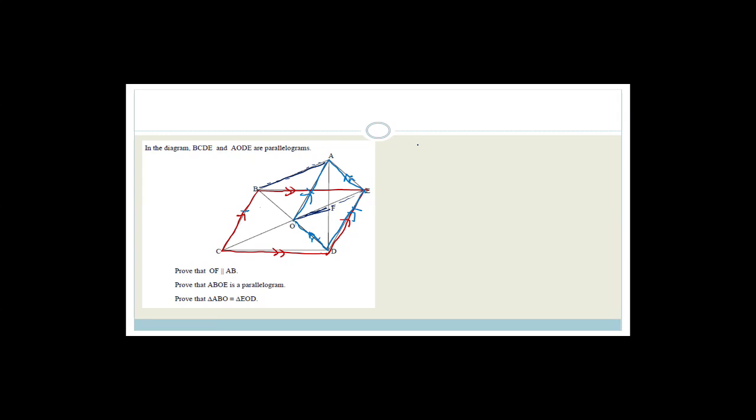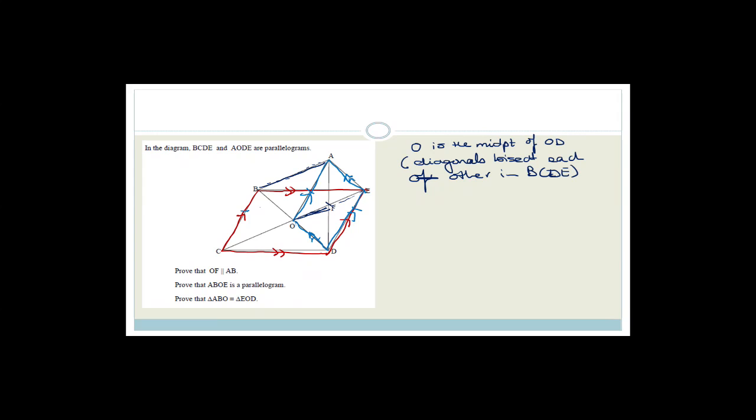Okay, so do you agree that O is the midpoint of BD? Why? Because the diagonals bisect each other in BCDE.